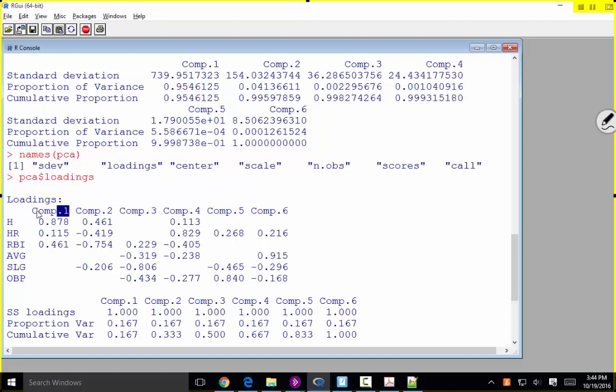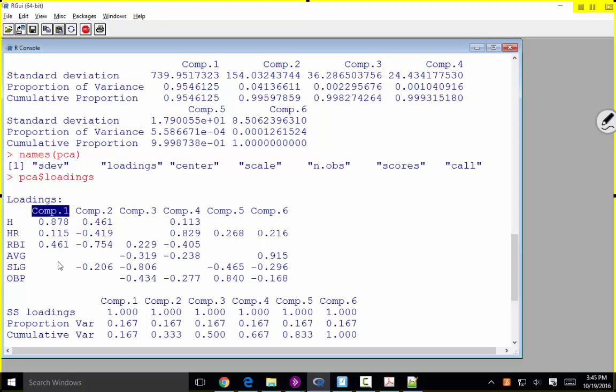Principal component 1, the first linear combination that is most informative in terms of spreading out the Hall of Fame players. Not necessarily with respect to Hall of Fame status. This has nothing to do with Hall of Fame status. It's just looking at the 6 numeric variables. The most informative single linear combination is this one. 0.878 times hits plus 0.115 times home runs plus 0.461 times RBI plus what happened.